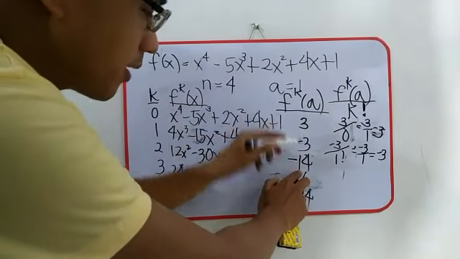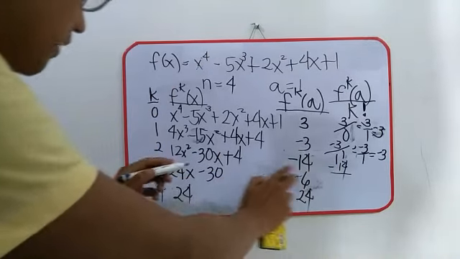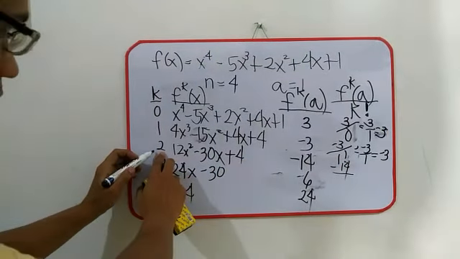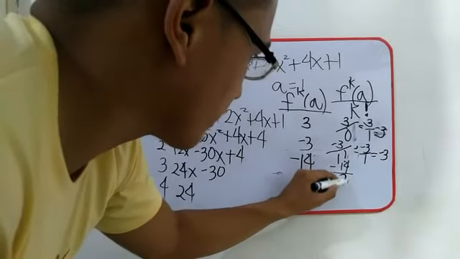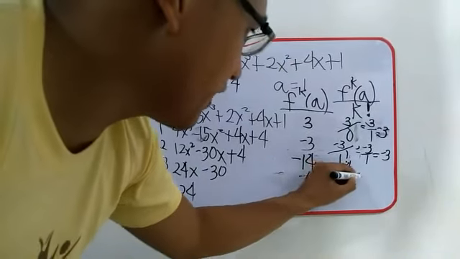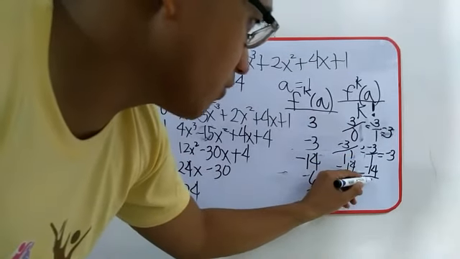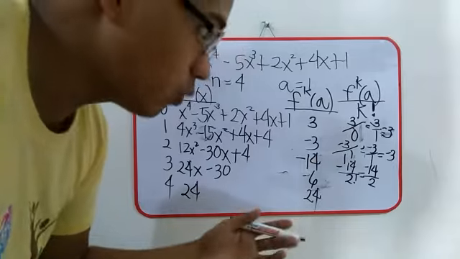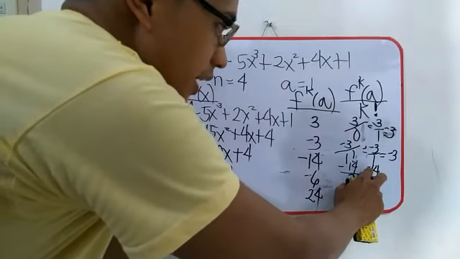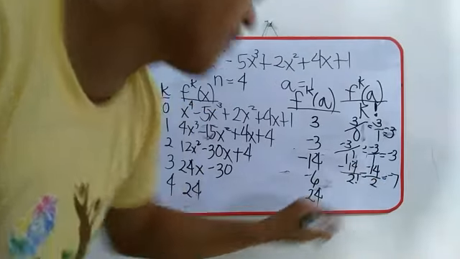This will be the numerator, negative 14 all over k factorial. The value of k is equal to positive 2. So we have 2 factorial. And 2 factorial is simply 2 times 1. So negative 14 divided by 2 factorial, which is equal to 2, since 2 times 1 is 2. Negative 14 divided by 2 is equal to negative 7. Okay?